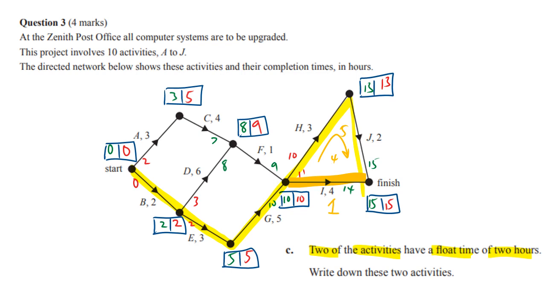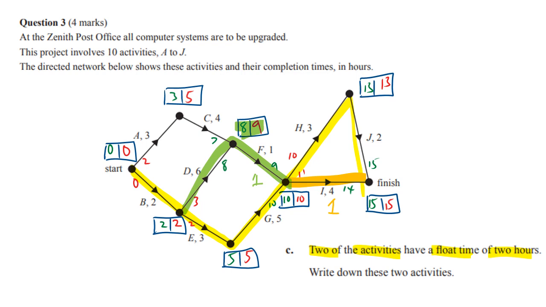So it doesn't always show up, these things. But let's have a look at something else. If we were to take this path like so, we can see there is a float time of 1 here. So float time of 1 on that loop. So anything on that loop can have a float time of 1. So D or F can have a float time of 1.